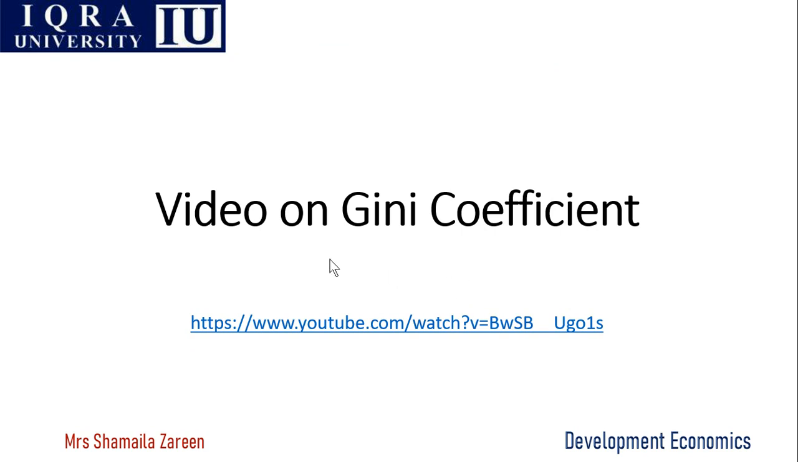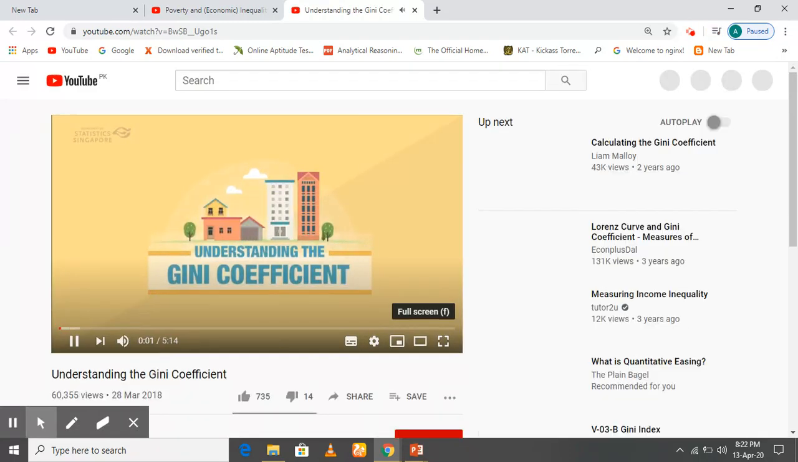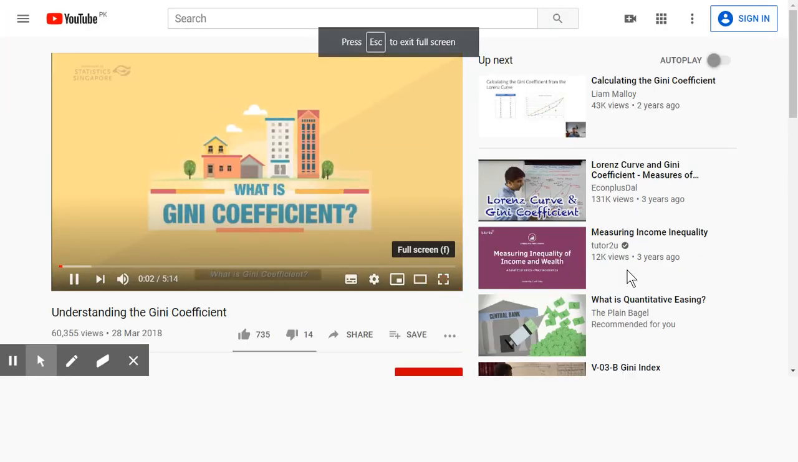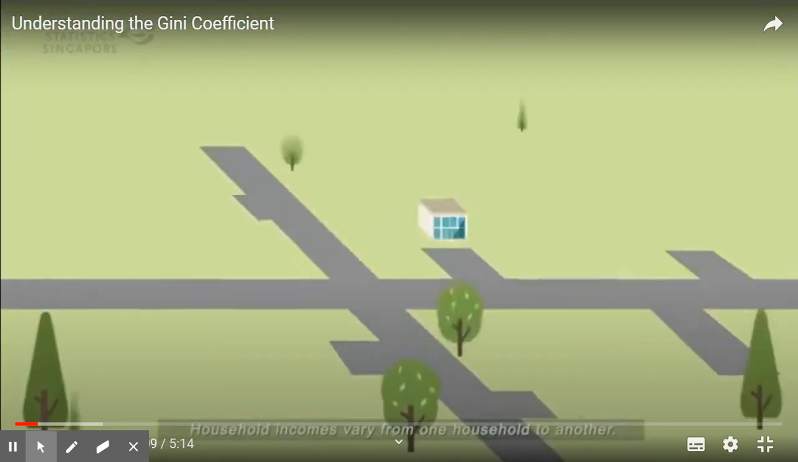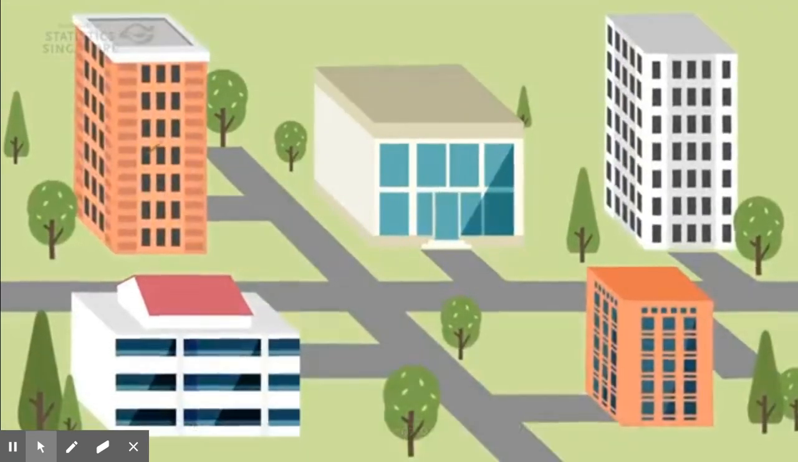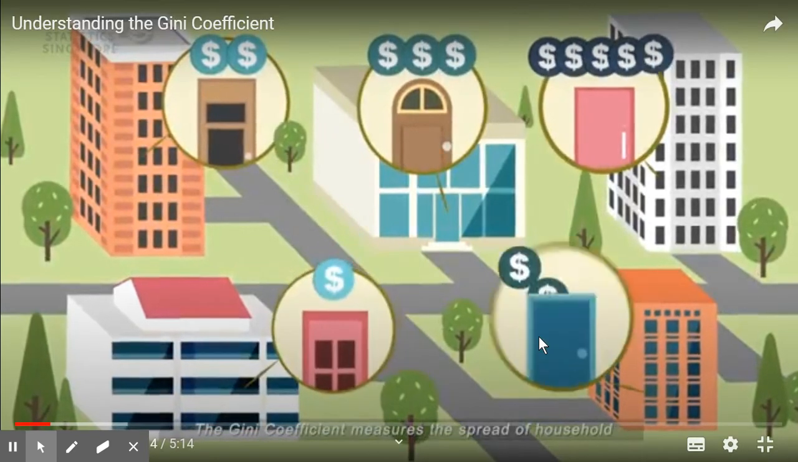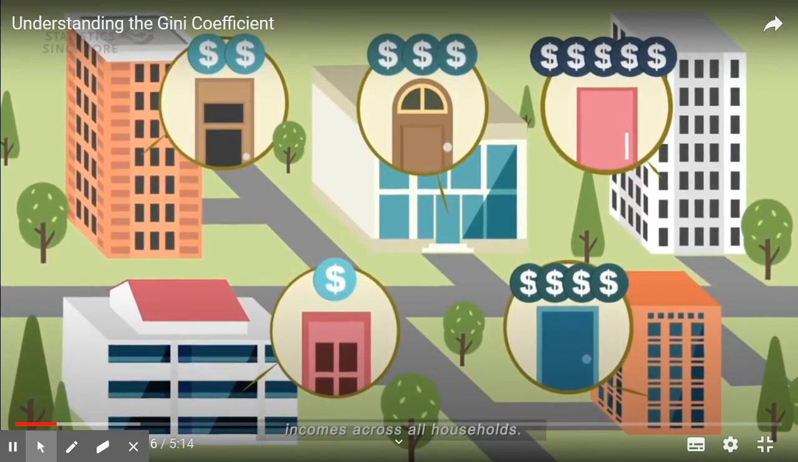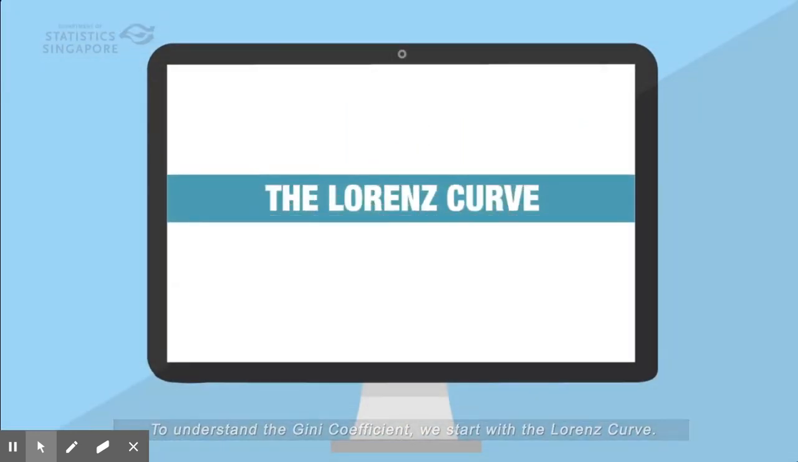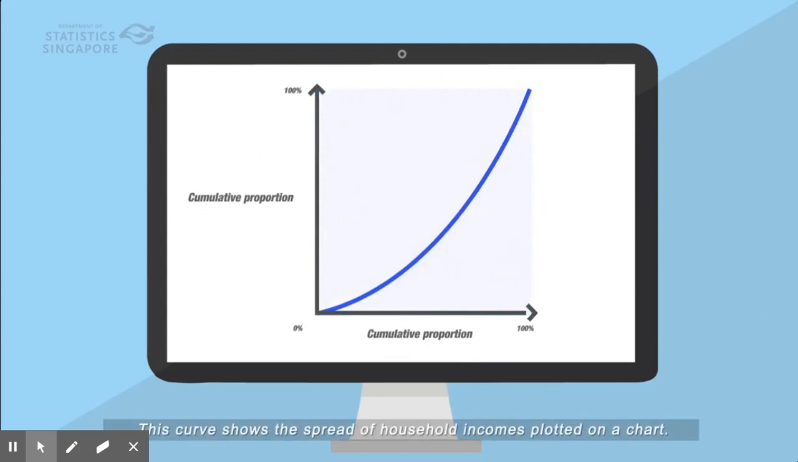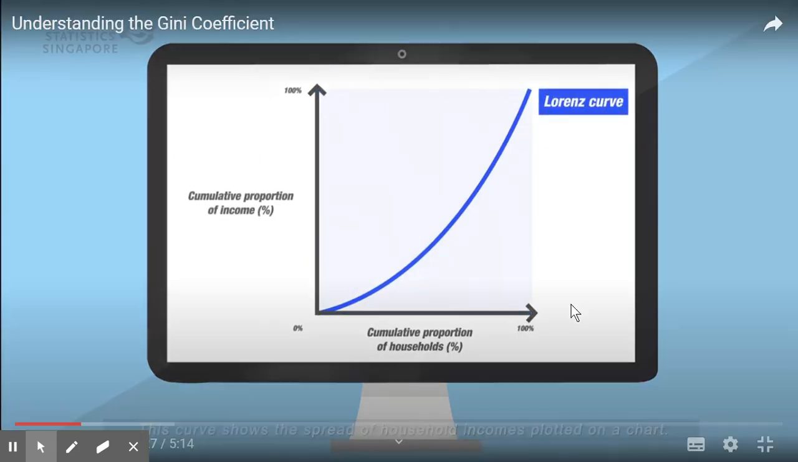So here is some concept of the Gini coefficient, and you can go through this point also. What is the Gini coefficient? Household incomes vary from one household to another. The Gini coefficient measures the spread of household incomes across all households. To understand the Gini coefficient, we start with the Lorentz curve. This curve shows the spread of household incomes plotted on a chart.